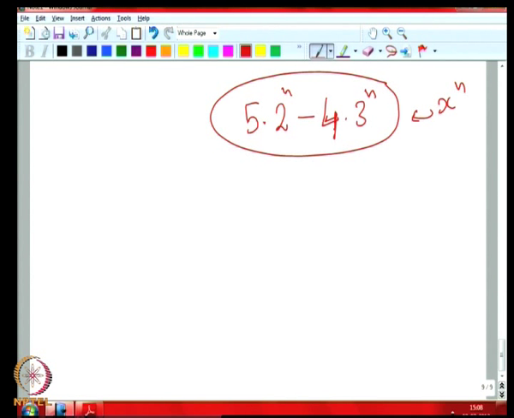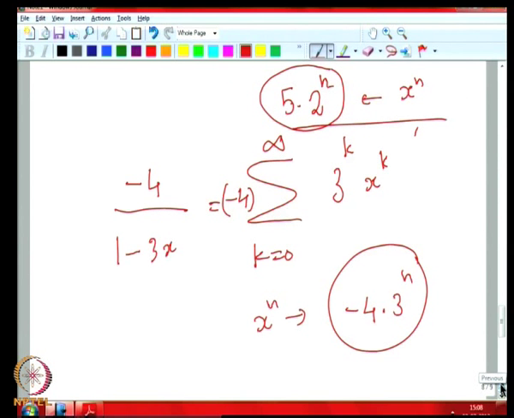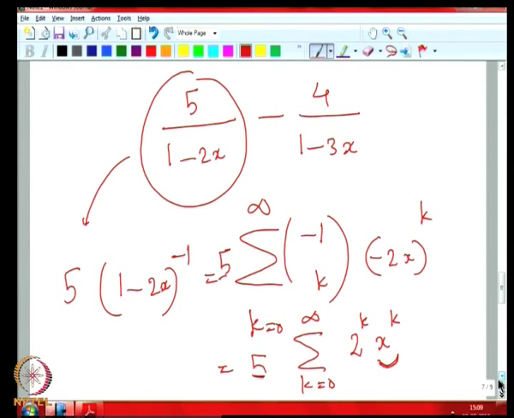This will be the coefficient of x raised to n. This is the way we can solve it completely. So, let me repeat. The first step was to somehow get that g of x.